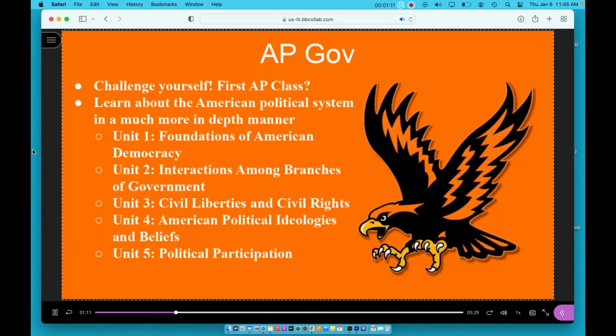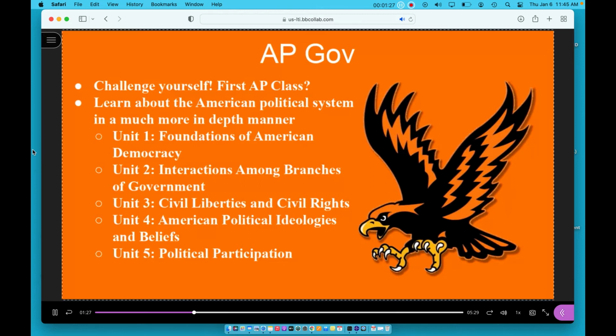Basically, in AP Government, we're learning through 5 units. They're listed right here on the screen. The first is the foundations of American democracy. We're learning about the Constitution and the Constitutional Convention and all those things, building on a lot of the things that you learned about in U.S. history and even in your middle school civics class.